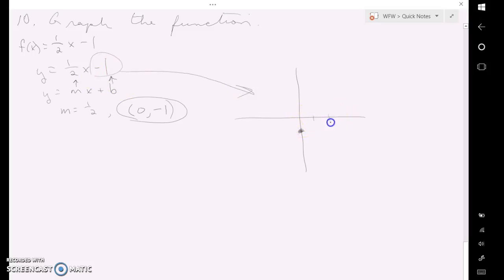We're going to count up 1 and over 2. So this is the y-axis, the x-axis. There's our points, and terrible line, but anyway, you would draw a line nice and neatly on the computer through it, and that is the graph of the function.